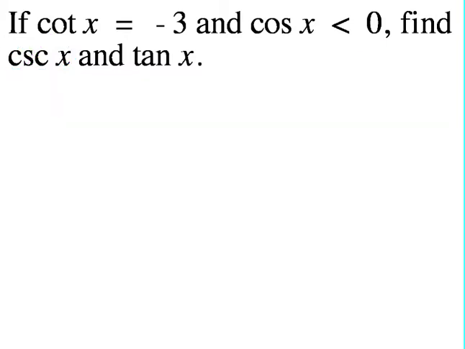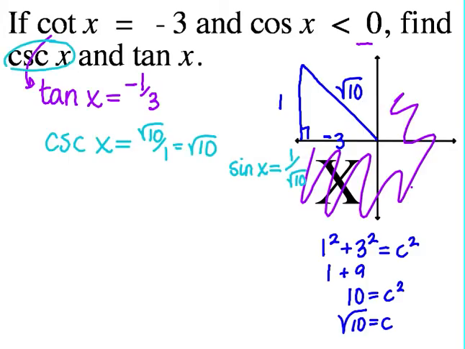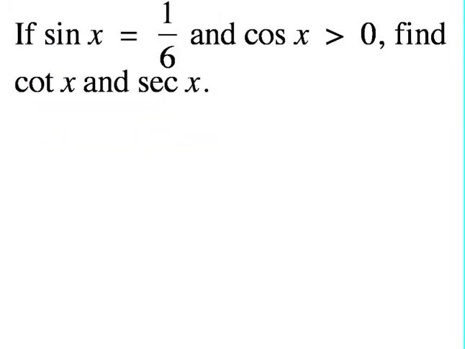Okay, so we already looked at that one. Oh, cotangent x equals, yeah, we already looked at that one. So let's go ahead and look at this next one here. If sine x equals 1/6, then cosine x is greater than 0. Find cotangent and secant.